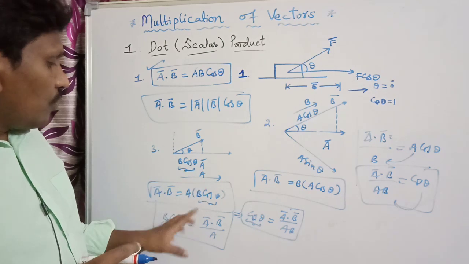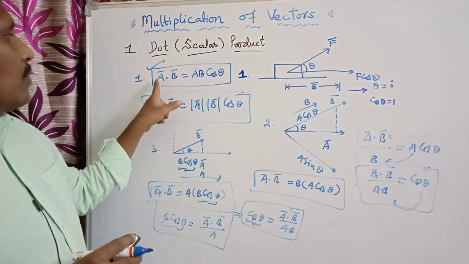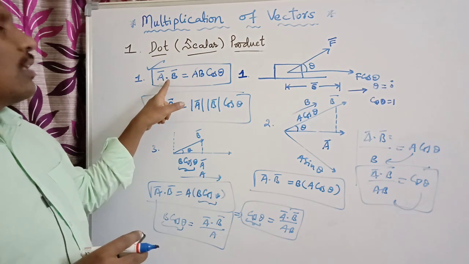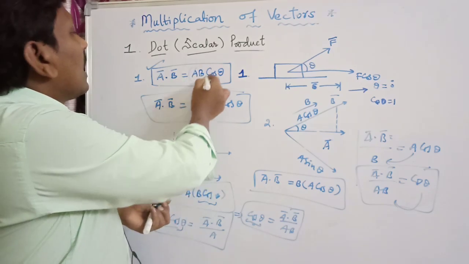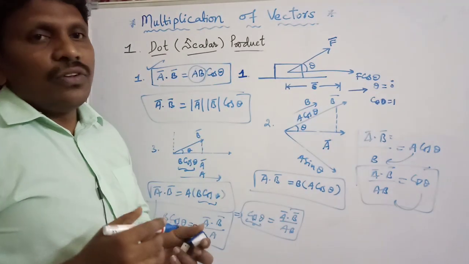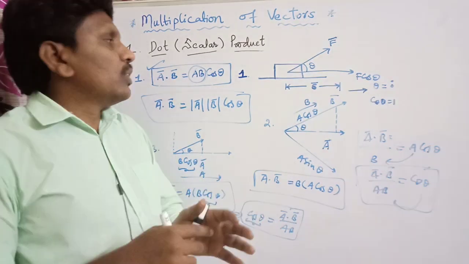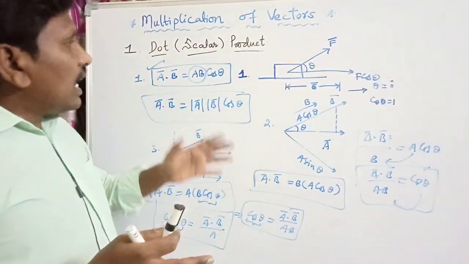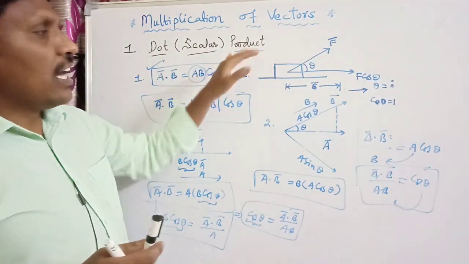So finally, when two vectors are multiplied with each other by the dot product, we get a scalar or magnitude value. It gives only a magnitude value. It gives only a scalar quantity, not a vector quantity. That we call the scalar product or dot product.